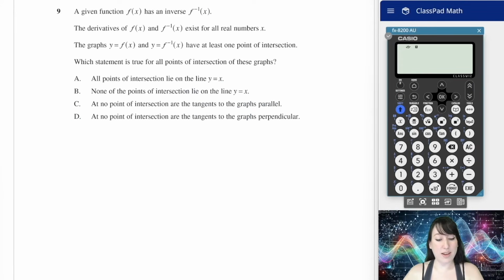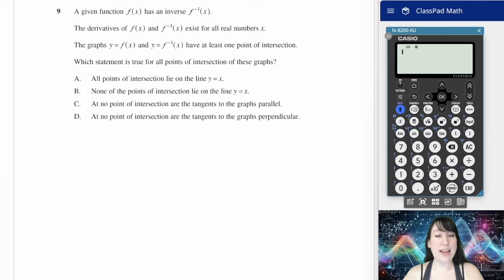Question 9. A given function, f of x, has an inverse, f inverse of x. The derivatives of f of x and f inverse of x exist for all real numbers x. The graphs y equals f of x and y equals f inverse of x have at least one point of intersection. Which statement is true for all points of intersection of these graphs?